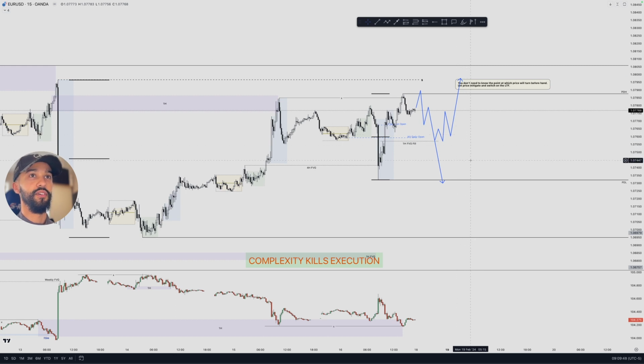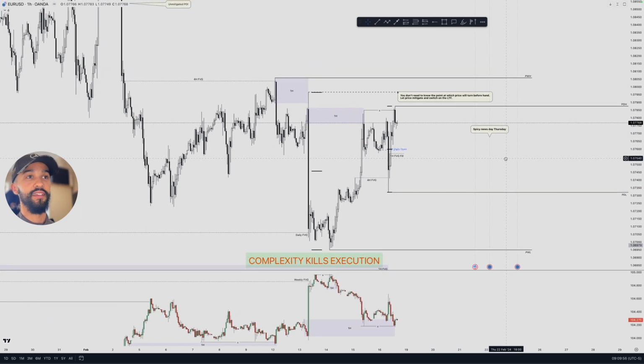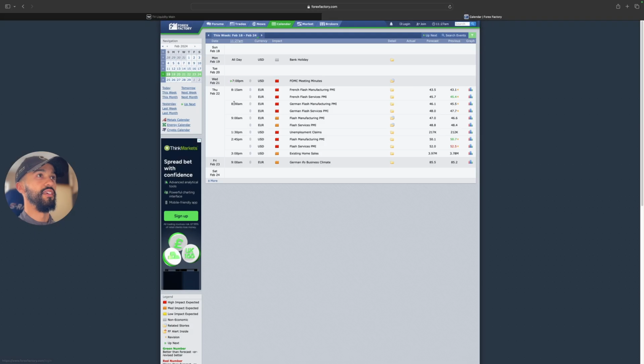I've also made a note here of spicy news on Thursday. So this is something to be aware of. I don't think I'll be able to trade all day. Let's have a look at that news. Now look at this, Thursday from 8:15 up until 3 p.m. there's news announcements throughout the day. You may not get time to execute, may not get time for the trade to play out before any trades. It's just PMI, like global PMI basically for US dollar and euro. And yeah, it's something to be careful of.